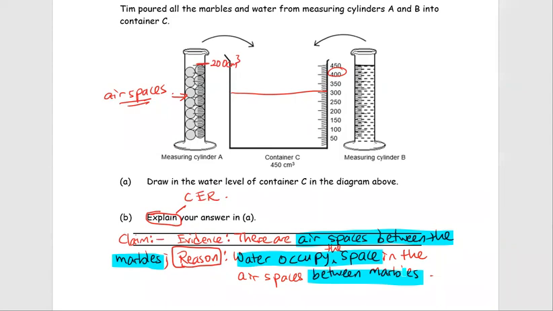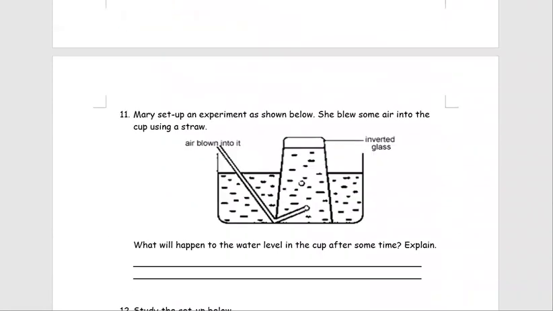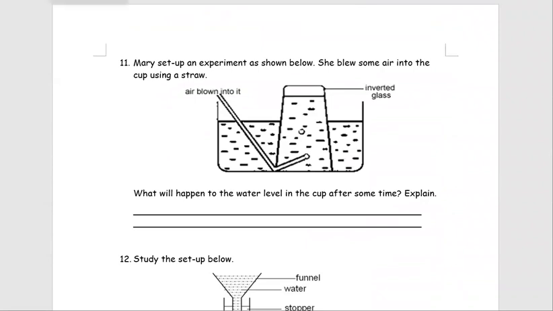Okay, all right, let's go to question 11. Mary set up an experiment. What will happen to the water level in the cup after some time? If you have done this experiment, you will see that the water level will decrease. The water level originally is here, and it will go down to here. Why? Because as you blow in more air, there will be more air in the cup and it will therefore occupy more space, because air occupies space. The more air you blow in, the more space it will occupy.